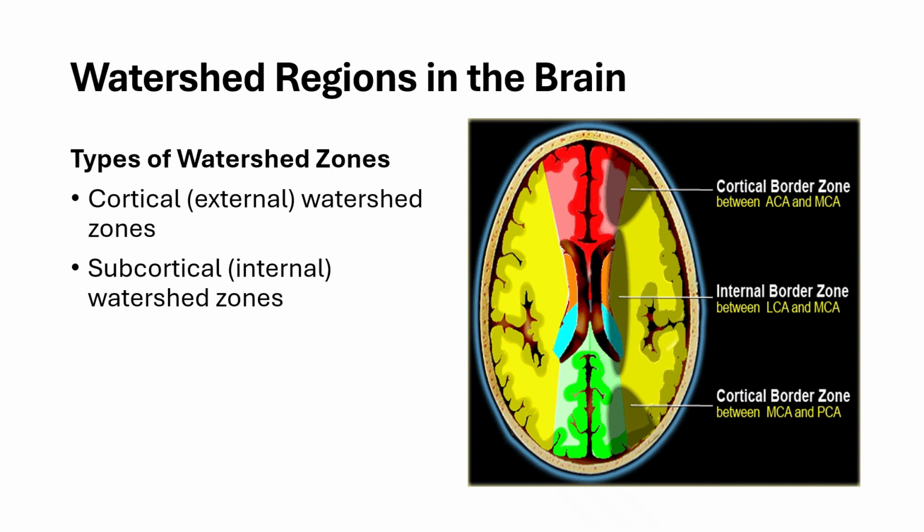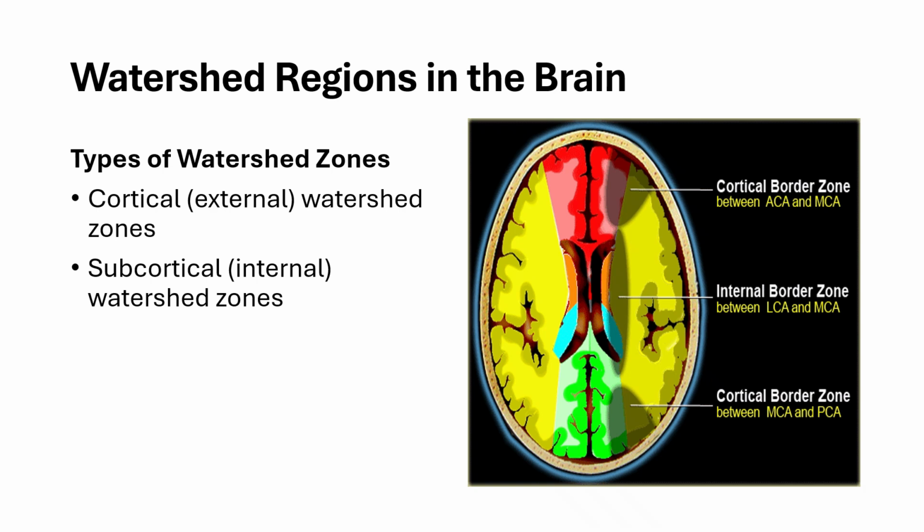Now the watershed region in the brain. So what is a watershed region? Watershed regions are the areas where the territories of two major cerebral arteries meet, making them particularly vulnerable to ischemia during periods of reduced cerebral blood flow. Understanding these zones is crucial for diagnosing and managing specific stroke syndromes.